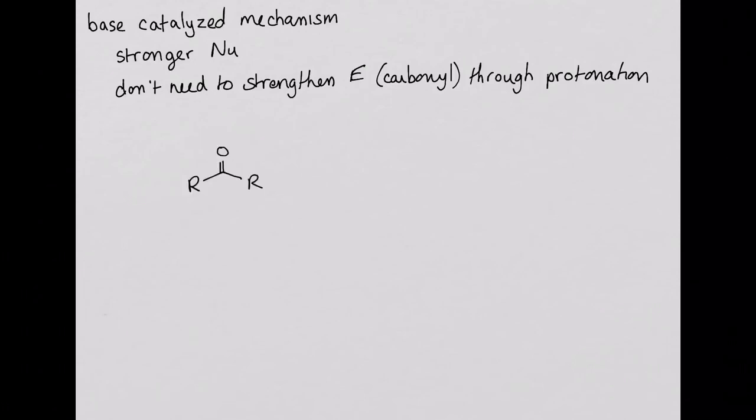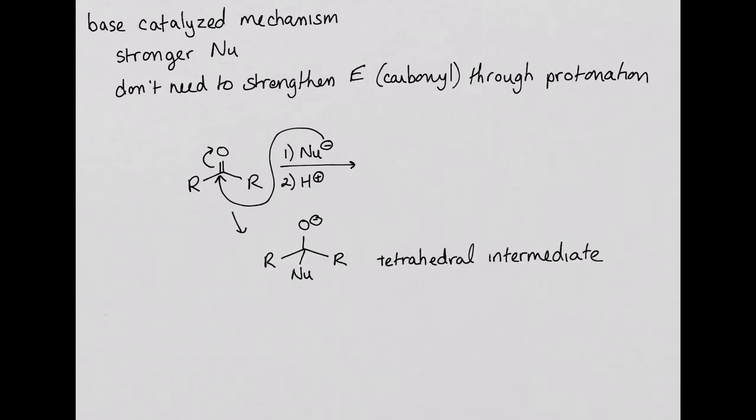mechanism. In the base catalyzed mechanism, the nucleophile is added first, and this is typically followed up by an acid workup step. The first step of the mechanism is attack of the nucleophile on the carbonyl. This forms the tetrahedral intermediate. It is during the acid workup step that the alkoxide ion is protonated. This produces the final product.